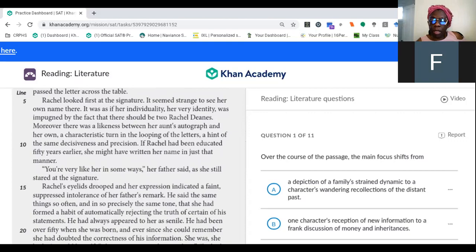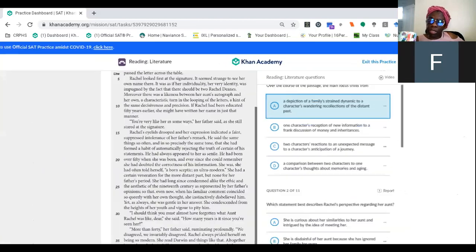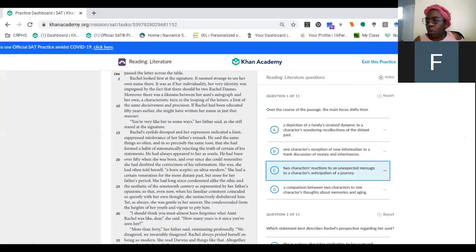Do we have all the questions available, or do you have to turn the page? We have the questions. Okay, let's flip through the questions. Remember, we're trying to use the strategy to see if it works for you.